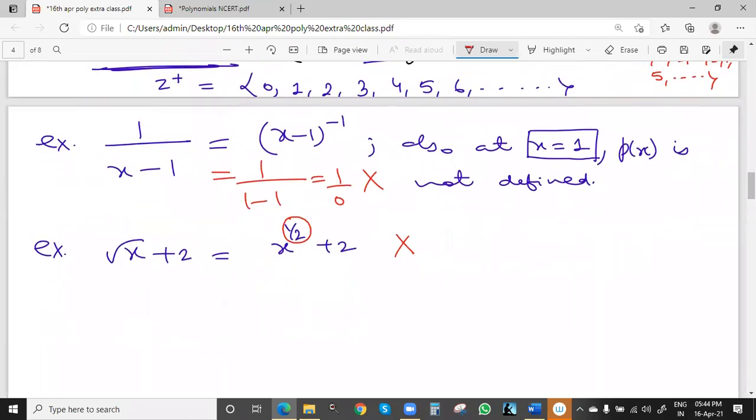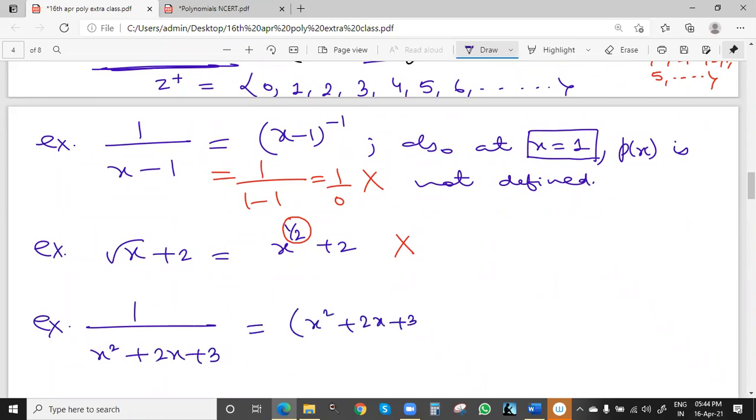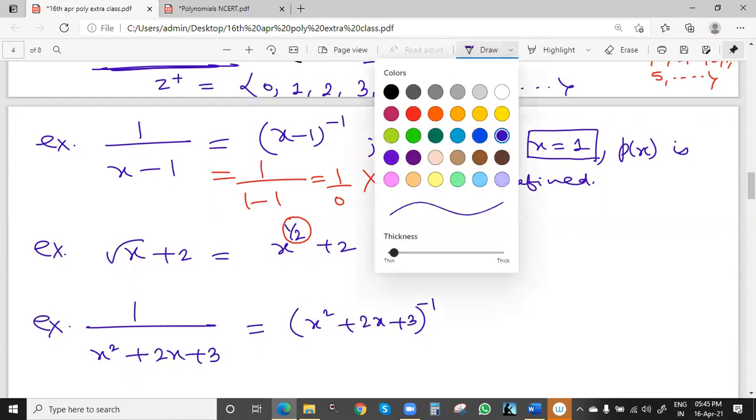Next, suppose an example. We have like 1 by x square plus 2x plus 3. This will also not be a polynomial, because we can write this as (x square plus 2x plus 3) to the power minus 1. So the power is minus 1, so ultimately this minus power will become a negative power of x. That's why we can avoid this. This will not be a polynomial.